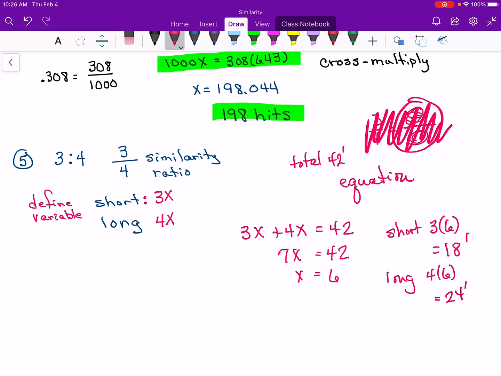This second type of problem, you are given a ratio and also given a total. Because of that, we have to define each of the two pieces in terms of a variable, write an equation, solve that equation for x, and then we can substitute back in to how we defined our variables to get our answers. Two different types of problems.